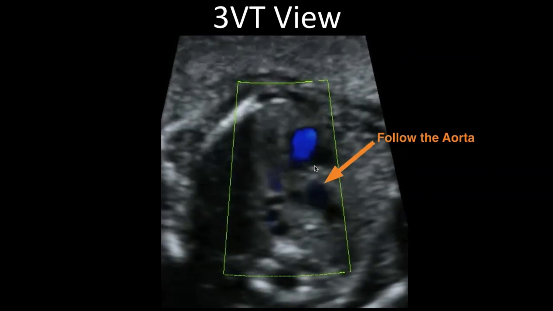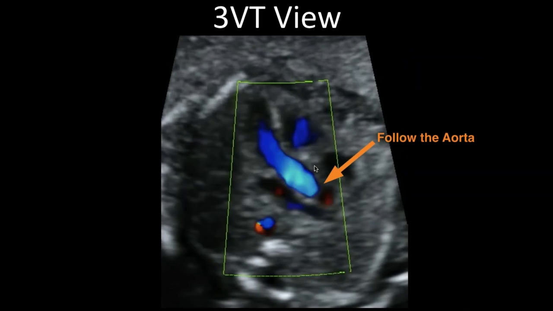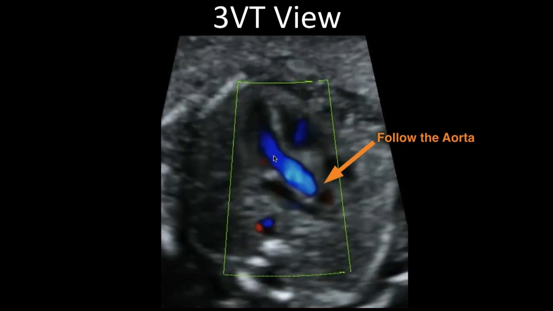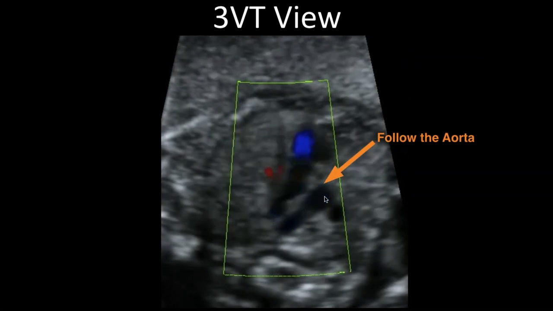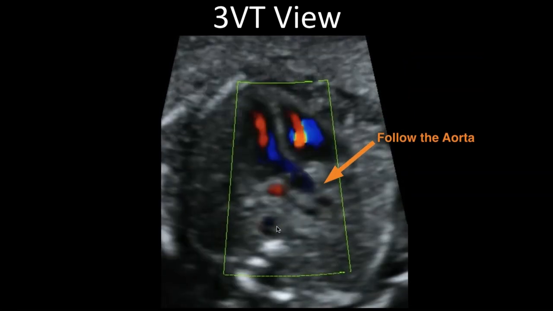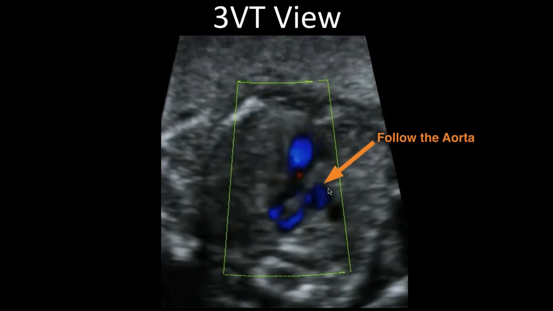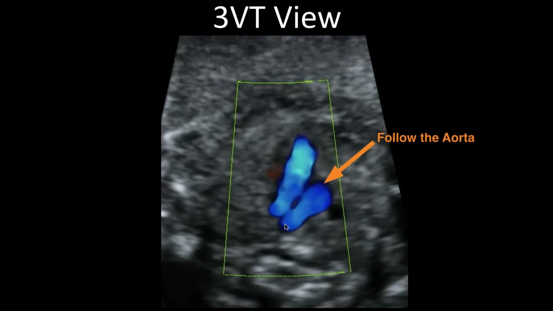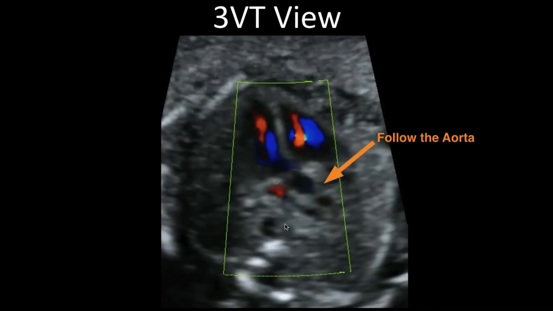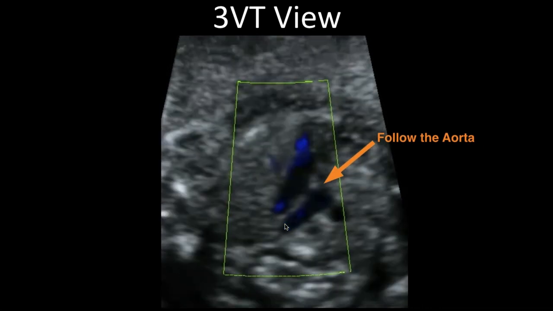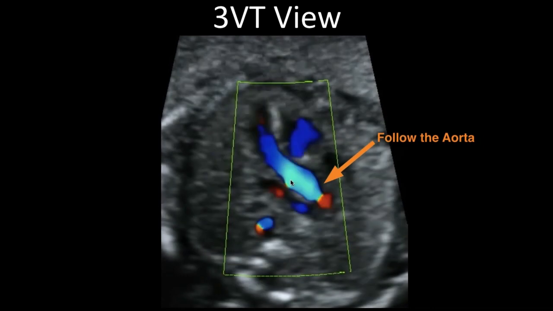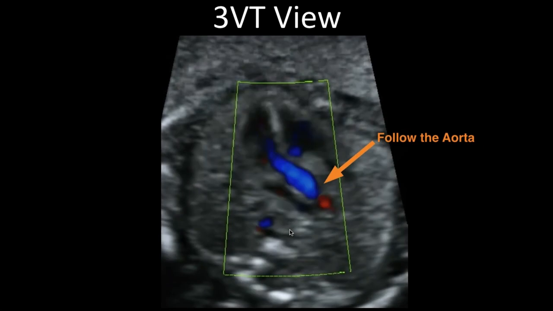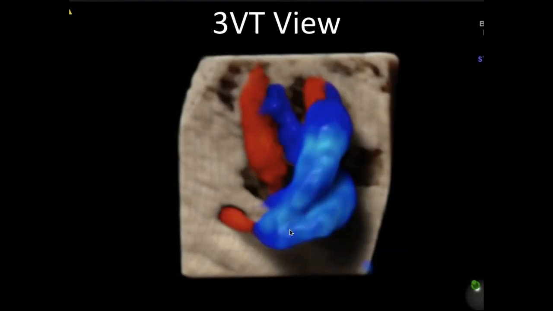I put this to show you how the 3-vessel trachea view is in relationship to the aorta. So I want you to see the ascending aorta here and look at the curve that it does to come to the aortic isthmus right at this level. This is the aortic arch, right? That's the curve that the aortic arch takes to curve and come down to the left side. So keep that in mind as you look at how the ascending aorta ends up in the aortic isthmus. It makes a fairly sharp curve in the upper chest.